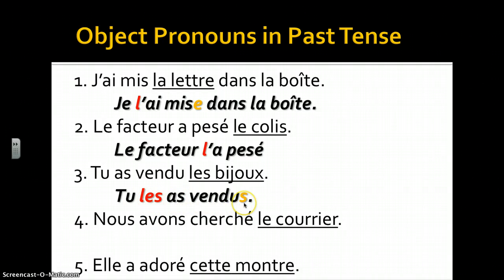Plural here. Add the S here. Nous avons cherché. We went looking for the male. Nous l'avons cherché. Elle a adoré cette montre. Elle l'a adoré. Oops, I don't think you can see that.